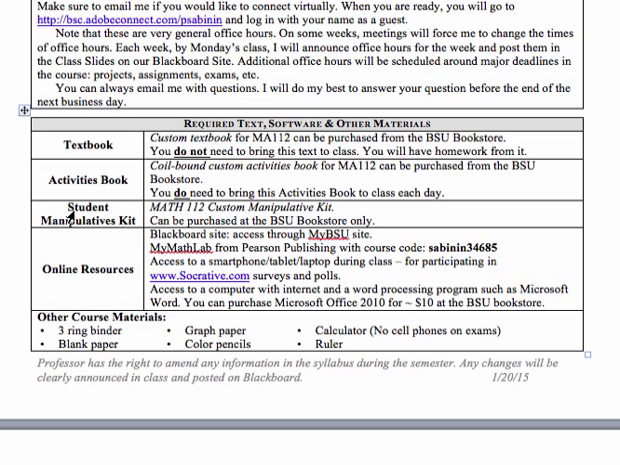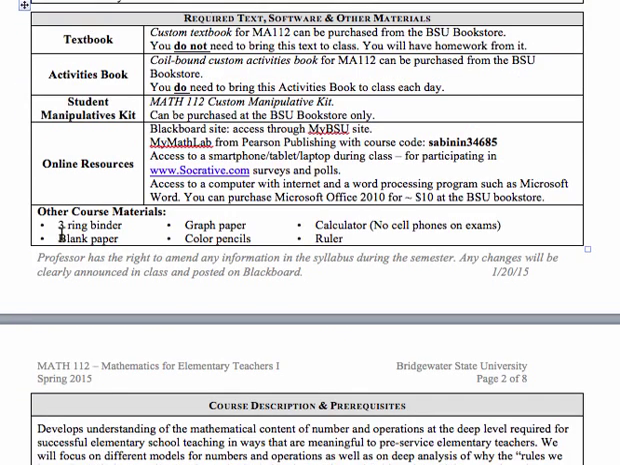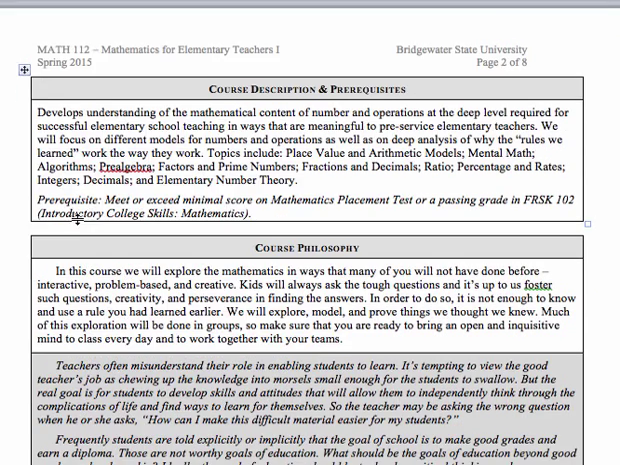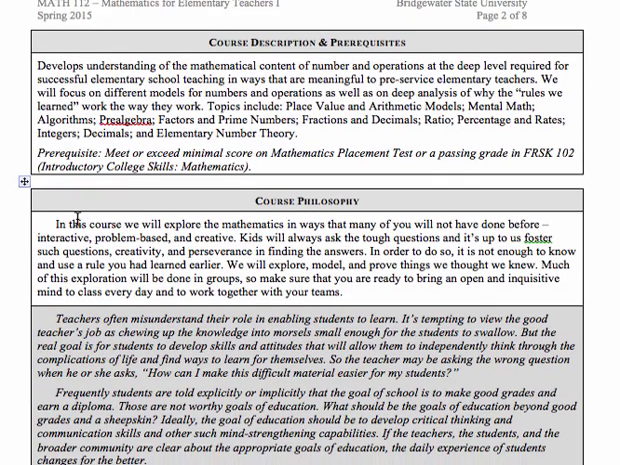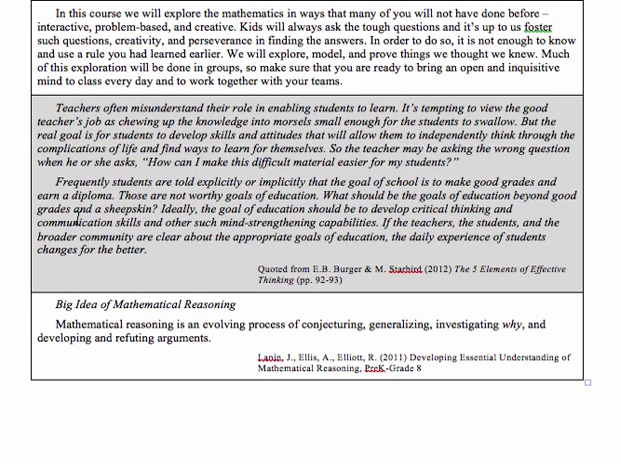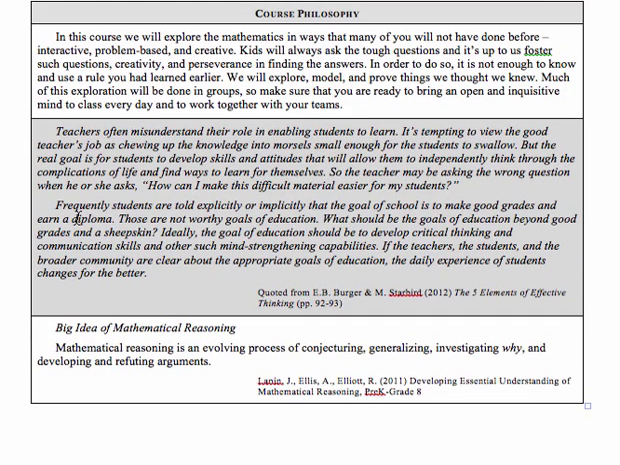Finally, while you're at the bookstore, also pick up the Student Manipulatives Kit, and that is at the front desk, and you will be required to bring that to class. Not all of it all the time, but I will let you know which components to bring to class. On the second page, please read carefully the course description to make sure you're in the right place, as well as the course philosophy that I think will focus you on what it is that we're going to be doing in this class.